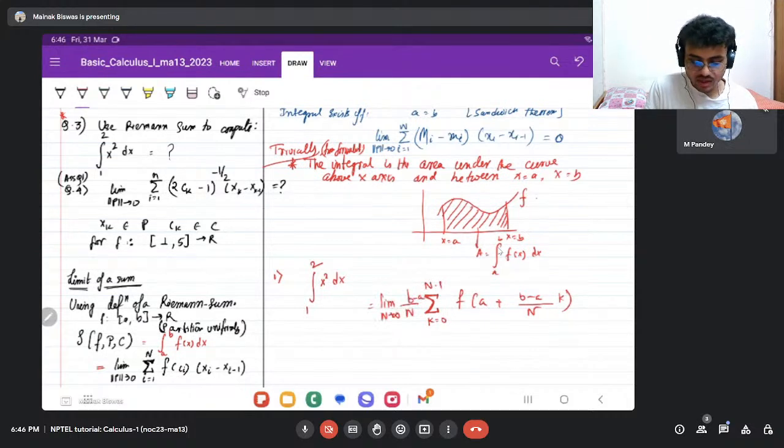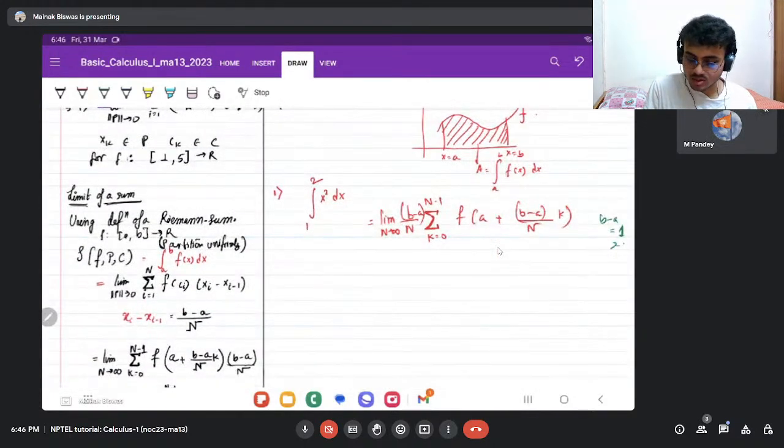b minus a. Here, what is b minus a? 2 minus 1 by n. So b minus a is 1 here. 2 minus 1. So this limit becomes limit n tends to infinity 1 over n, summation k equal to 0 to n minus 1, and this becomes f of 1 plus k by n. Agreed?